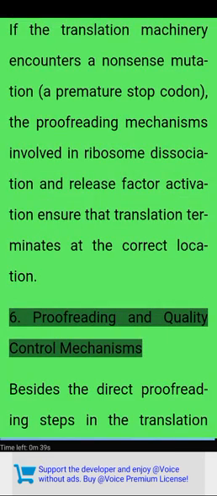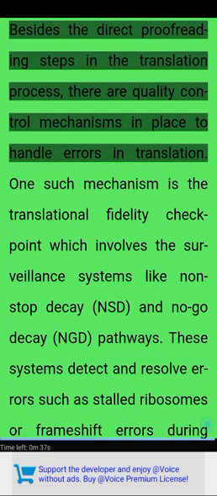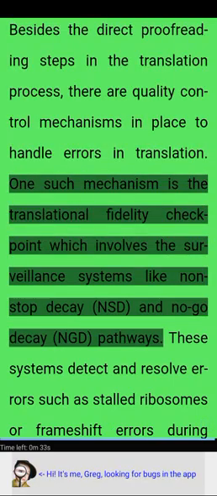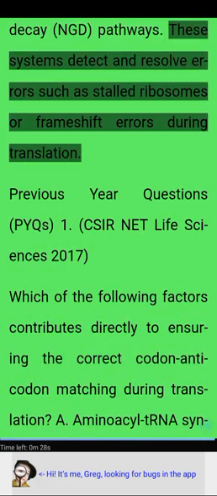6. Proofreading and quality control mechanisms. Besides the direct proofreading steps in the translation process, there are quality control mechanisms in place to handle errors in translation. One such mechanism is the translational fidelity checkpoint, which involves surveillance systems like non-stop decay (NSD) and no-go decay (NGD) pathways. These systems detect and resolve errors such as stalled ribosomes or frameshift errors during translation.